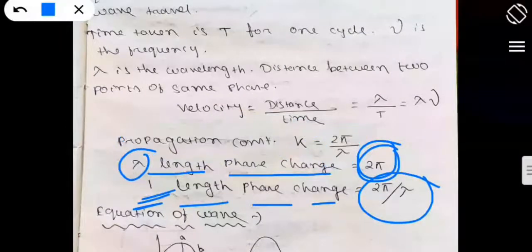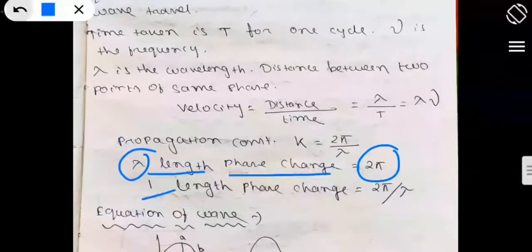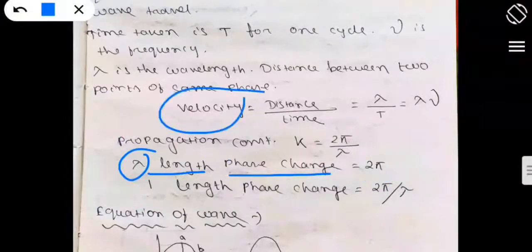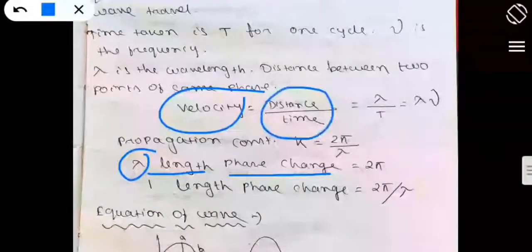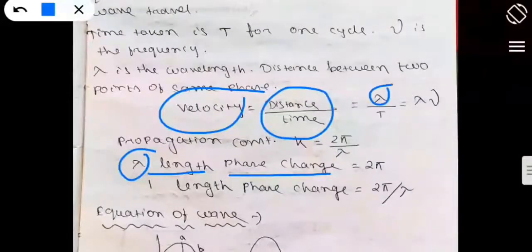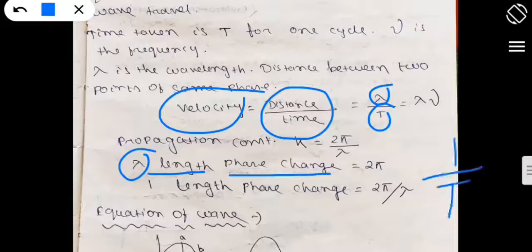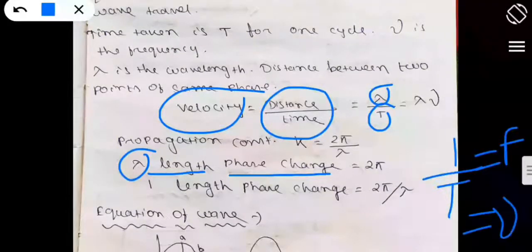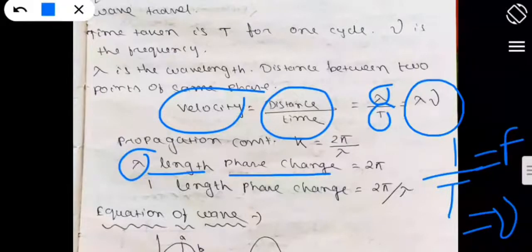And how can I find out the velocity? The velocity I can find by the simple formula, distance upon time. Here distance is lambda, the wavelength traveled, and time is the full time, capital T. So 1 by T is known as frequency, and we write frequency with the symbol nu. So velocity is lambda by T, or lambda into nu.